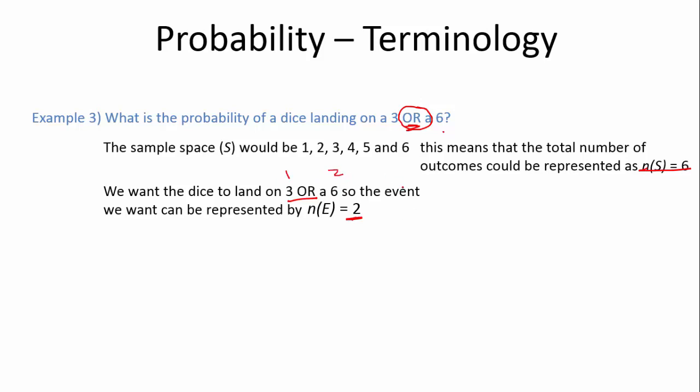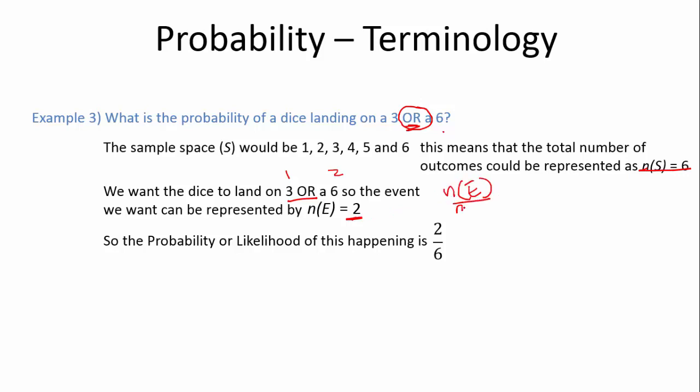Those are both desired. So what is the probability or likelihood, they both mean the same thing in this case, of this happening? Now that will be 2 over 6. That is n(E) over n(S). Do you see that? So the number of desired events over the number of possible sample events. And that is 2 over 6. And that is 33.33%.